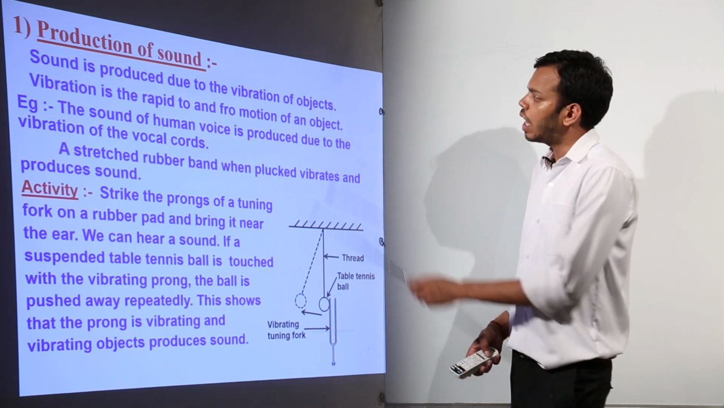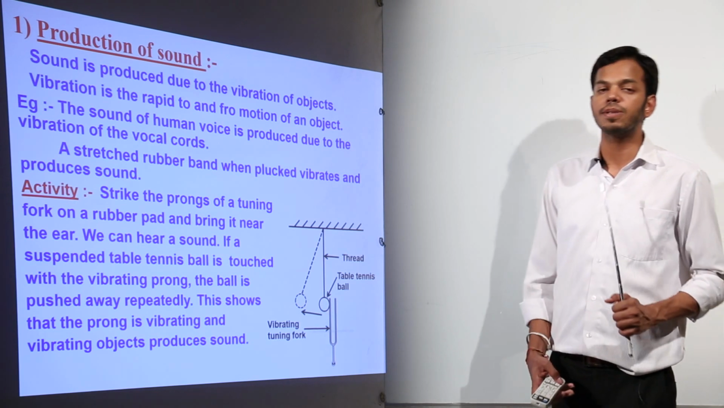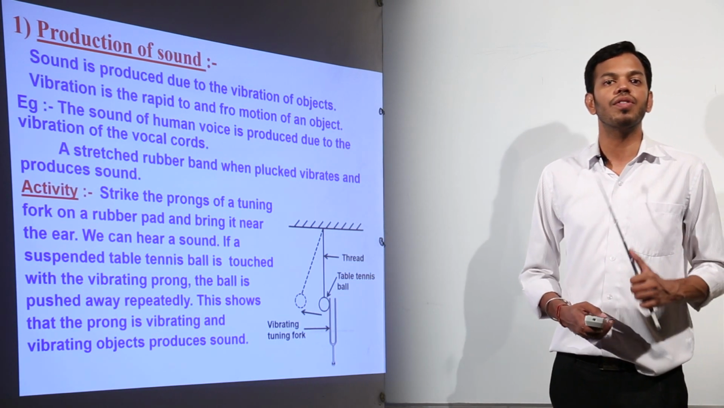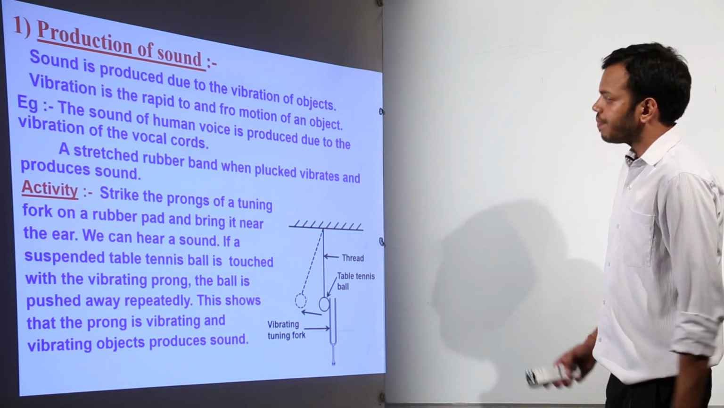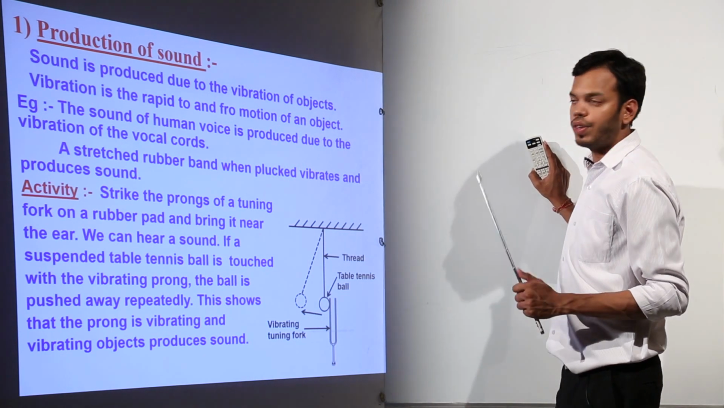Alright, so sound is a form of energy. Sound is produced due to vibration of objects. Right now I am speaking and you are listening. So in my speaking, the sound is coming from the vibration of my vocal cords, which are inside here. Now vibration is the rapid to and fro movement, which we know.